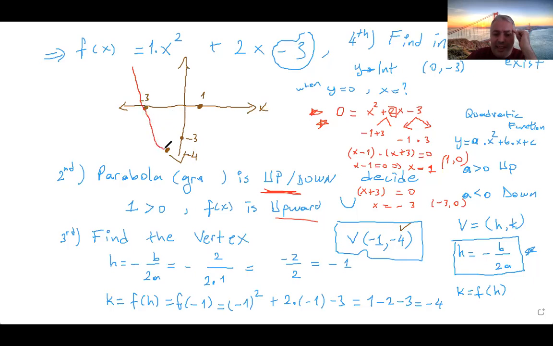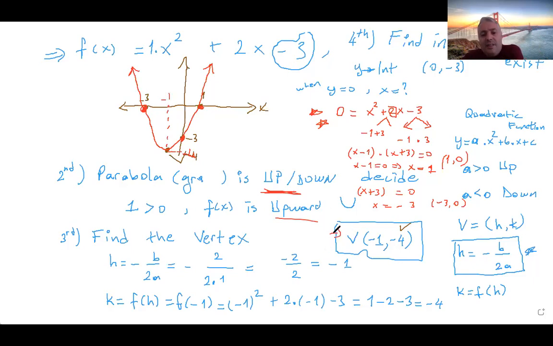I should draw a curve, not a line. So the vertex is the minimum. Finished. So this is the minimum point, which is negative 4. And the y-intercept is negative 3. And here, negative 3 and 1, x-intercepts. And put an arrow here. It means that it goes to infinity. Finished. We are done. Better to show also like this. This is negative 1, the coordinate of the vertex.